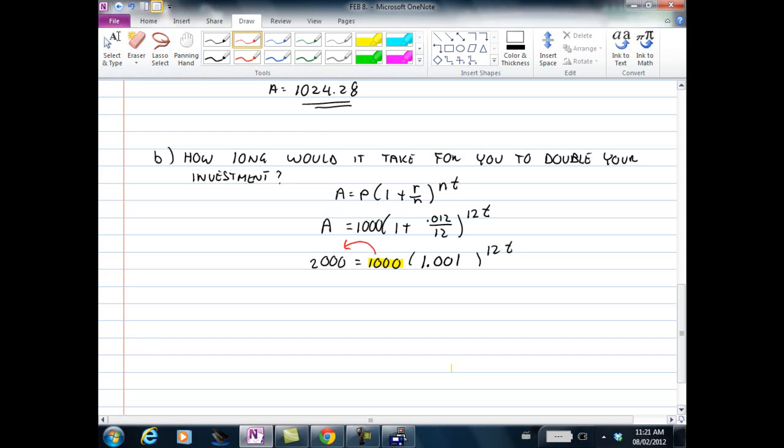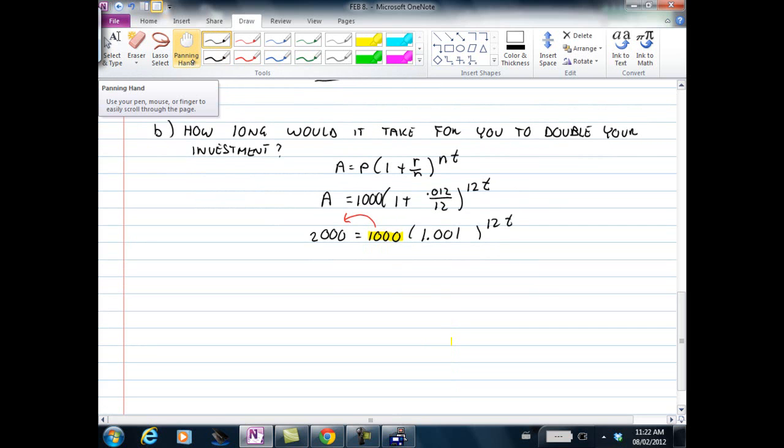Okay, again, no tricks. You have to divide it by 1,000. Okay. So, Gary, what do you have on the left-hand side now? 2. See? I was going to make it nice and simple. 1.001 to the power of 12t. My job is to find t.